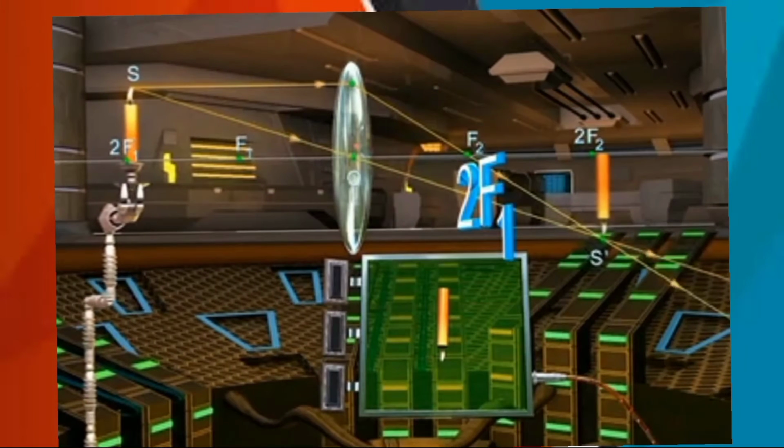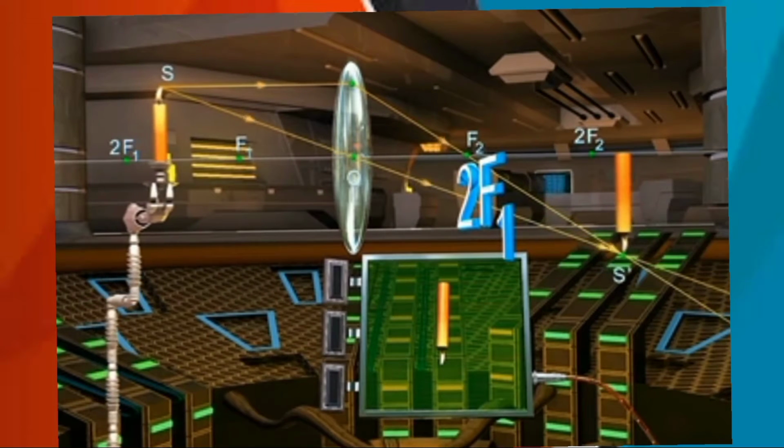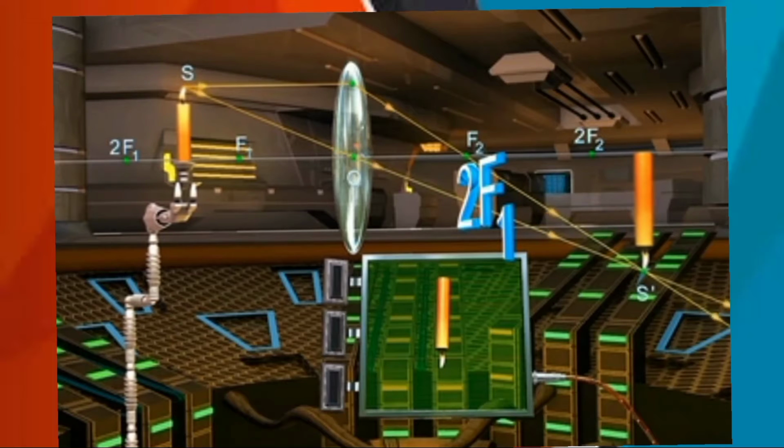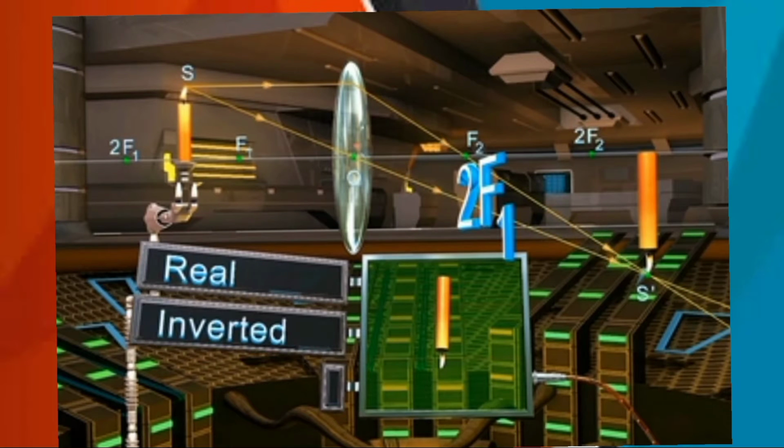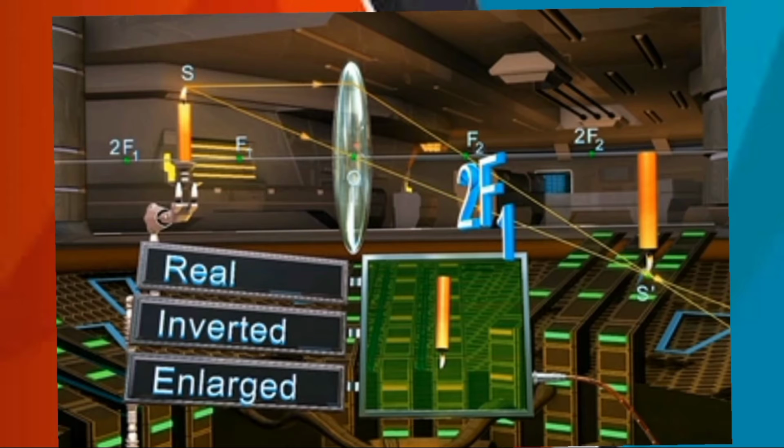On further moving the object closer to the lens so that it is positioned between 2f1 and f1, the image will be formed at a point farther than 2f2. Here, the image is once again real and inverted, but the image is enlarged. In other words, we get a magnified image when an object is placed between 2f1 and f1.